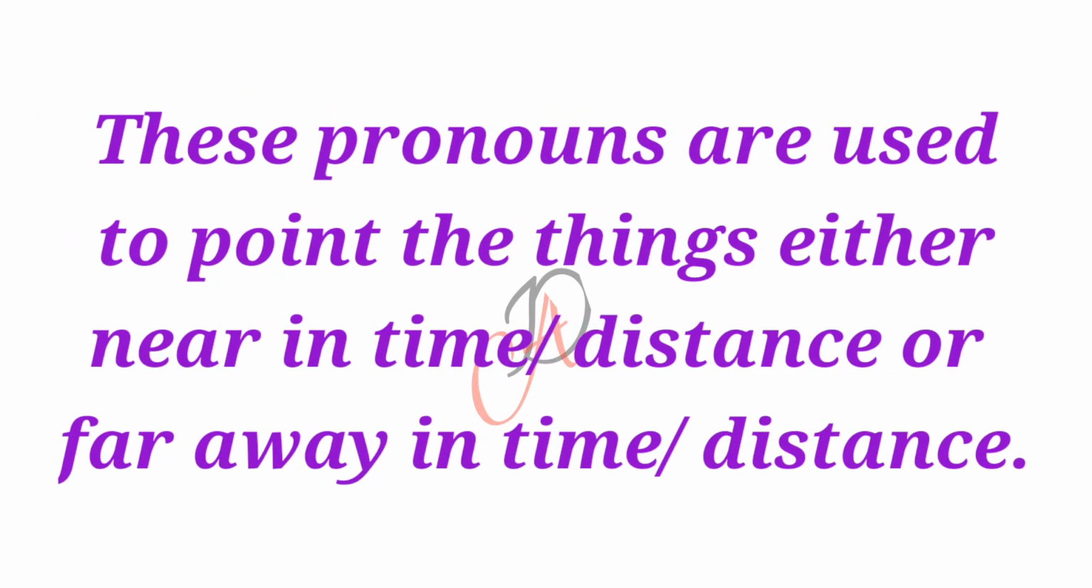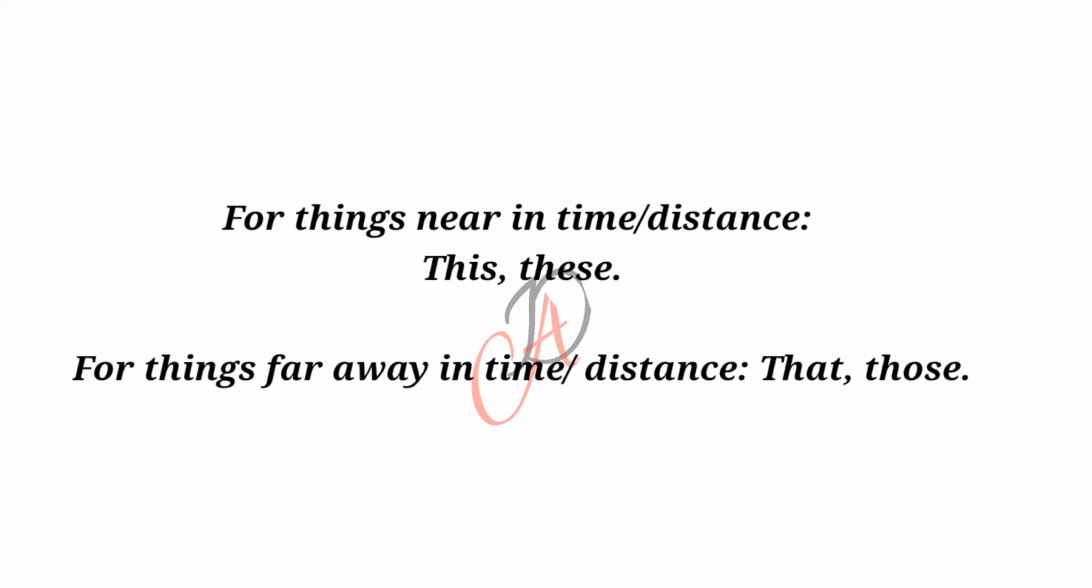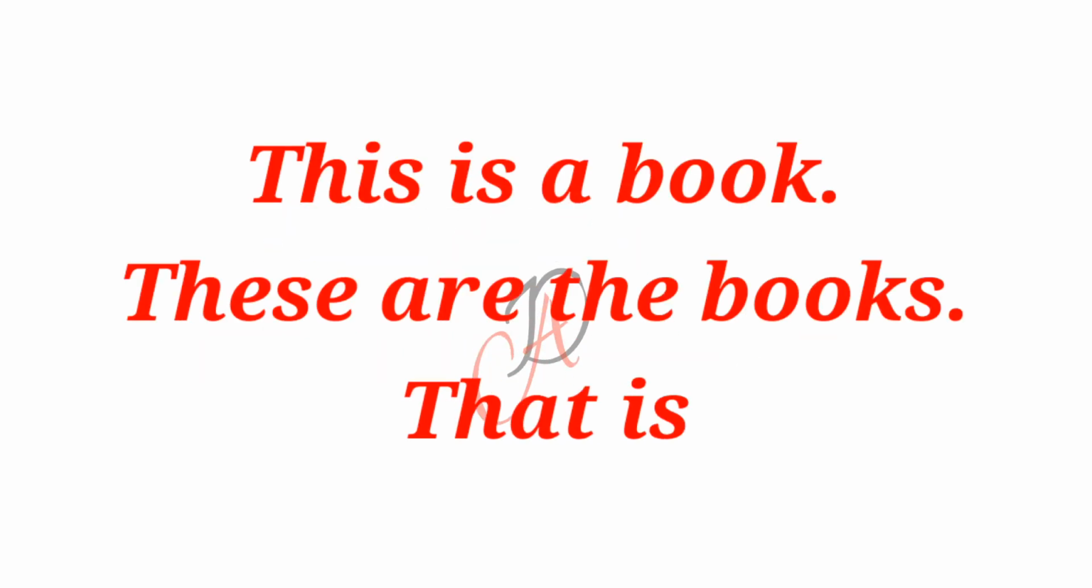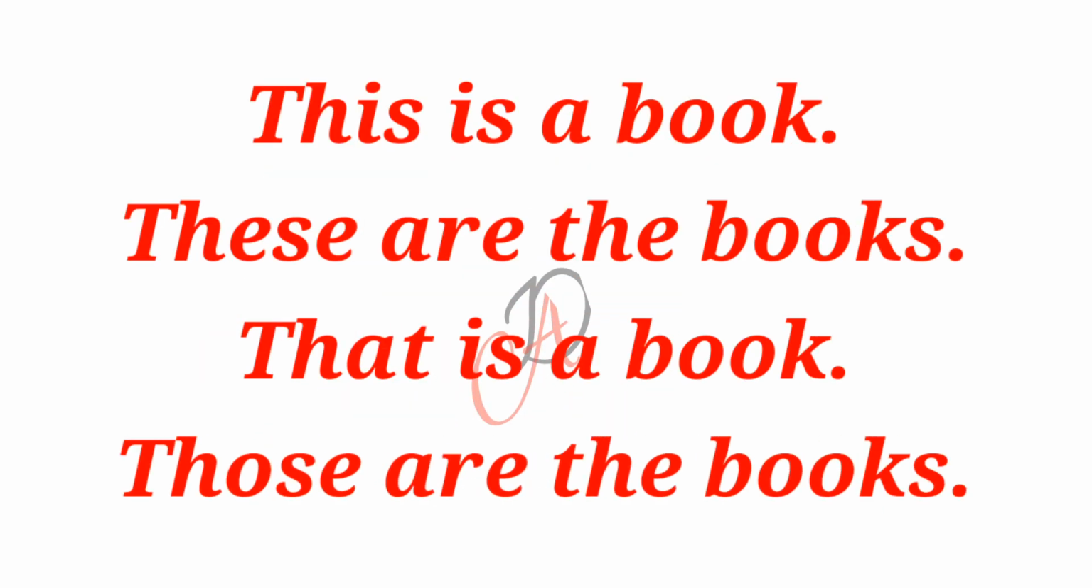These pronouns are used to point to things either near in time or distance, or far away in time or distance. For things near in time or distance, we use this and these. For things far away in time or distance, we use that or those. So let's see the example. This is a book. These are the books. That is a book. And those are the books. The first two examples are for things near in time or distance, and the next two examples are for things which are far away in time or distance.